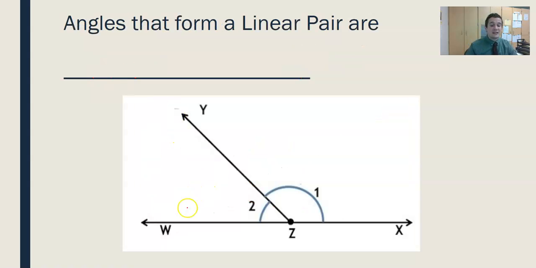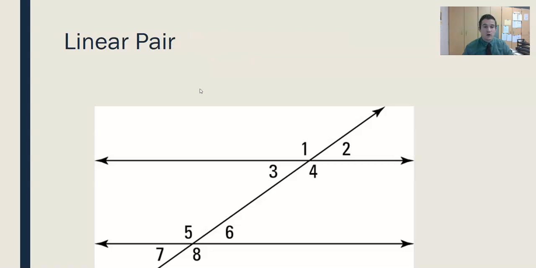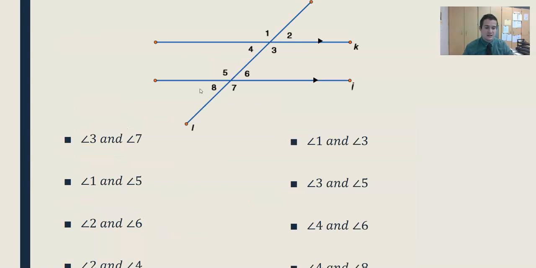Angles that form a linear pair, or in other words, two angles that form a straight line, if you remember that all the way around a circle would be 360 degrees, halfway across a circle to form a straight line would be 180 degrees. So angles that form a linear pair are supplementary, or they add up to 180 degrees. And that is all the different kinds of angle pairs that we're going to talk about in this class.